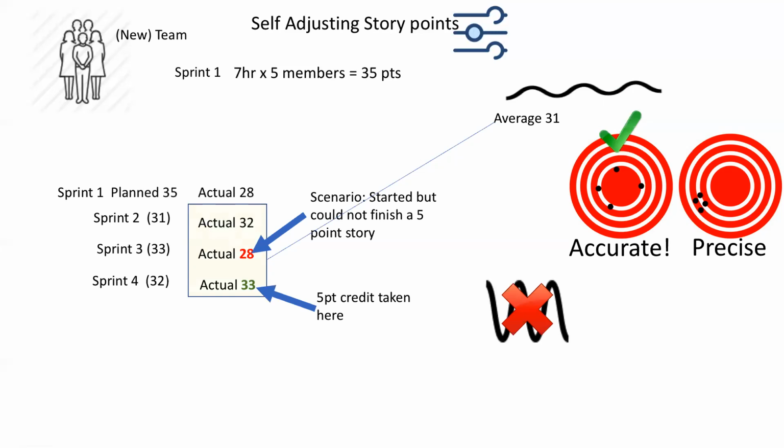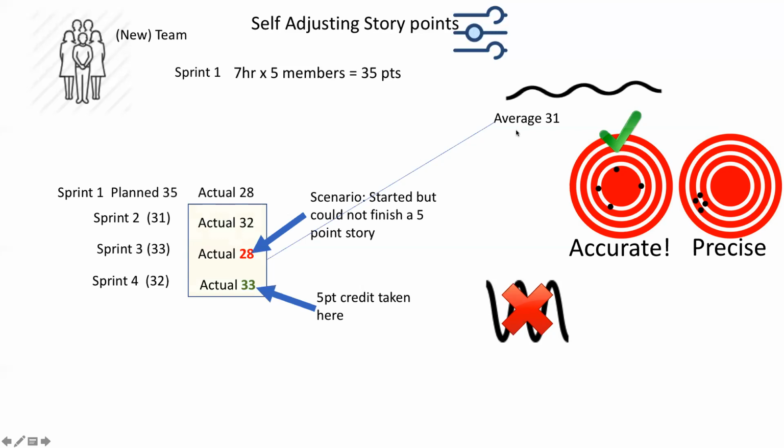So this is what is meant by the self-adjusting nature of story points, where in your sprints, there are little deviations in terms of what stories you actually deliver, but they are close to the average velocity.